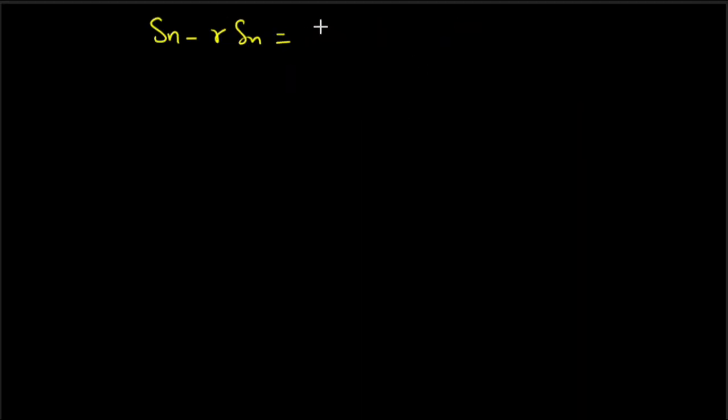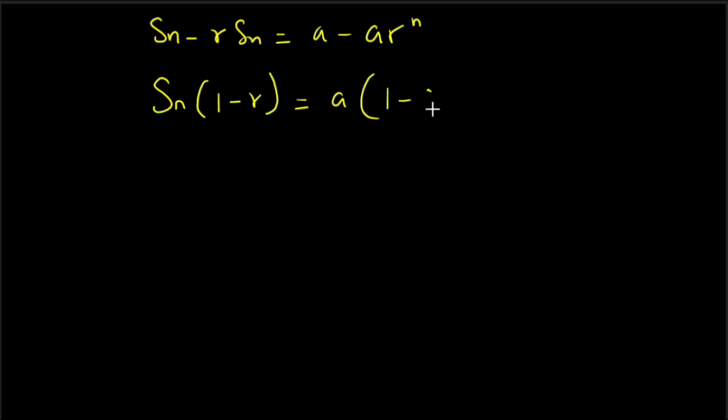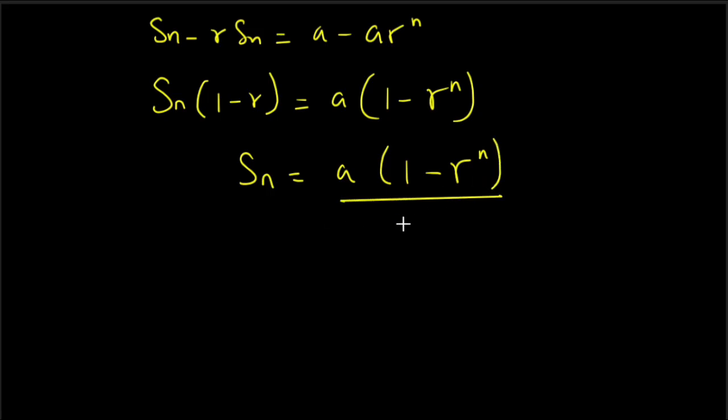So we have A minus A r raised to power n. Now, Sn is common on the left hand side, so we can factor Sn out and we have 1 minus r. Also on the right hand side, A is common, which means you can factor A out and have 1 minus r raised to power n. So if we divide both sides by 1 minus r, since our focus is to determine Sn, then our result will be A into 1 minus r raised to power n over 1 minus r.